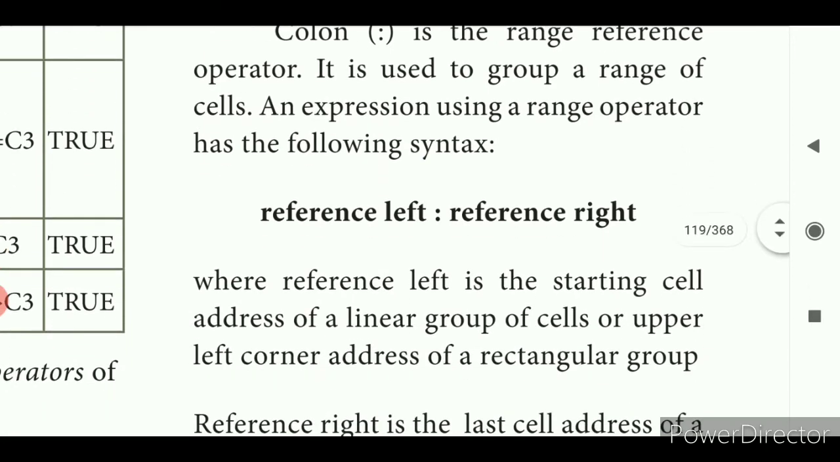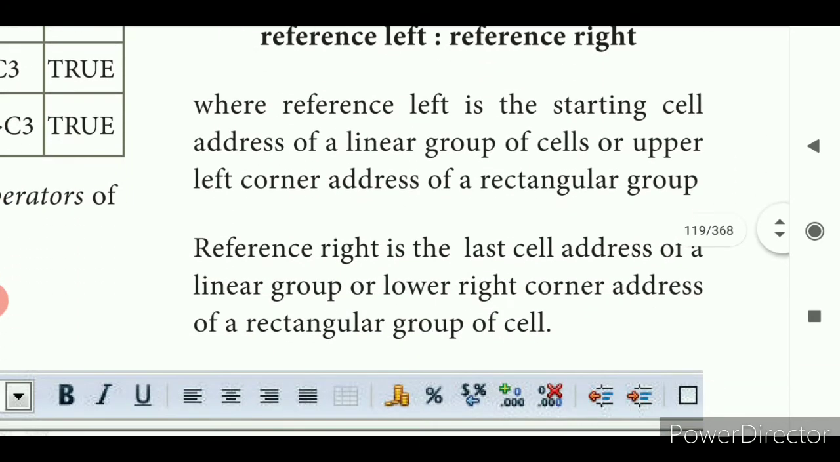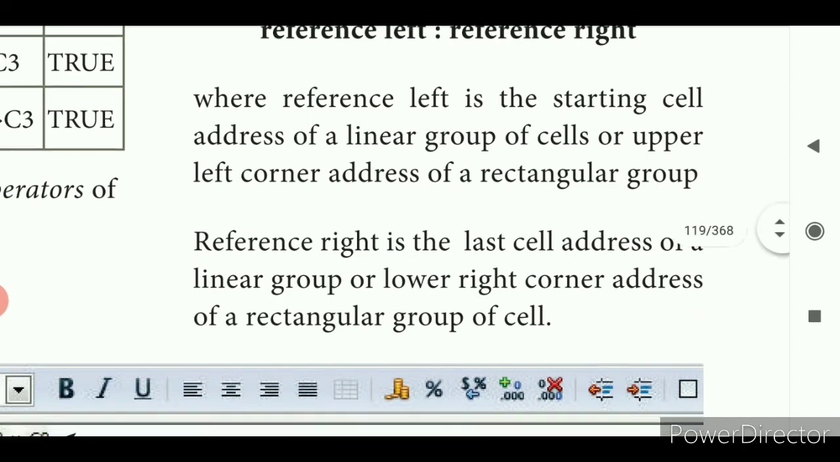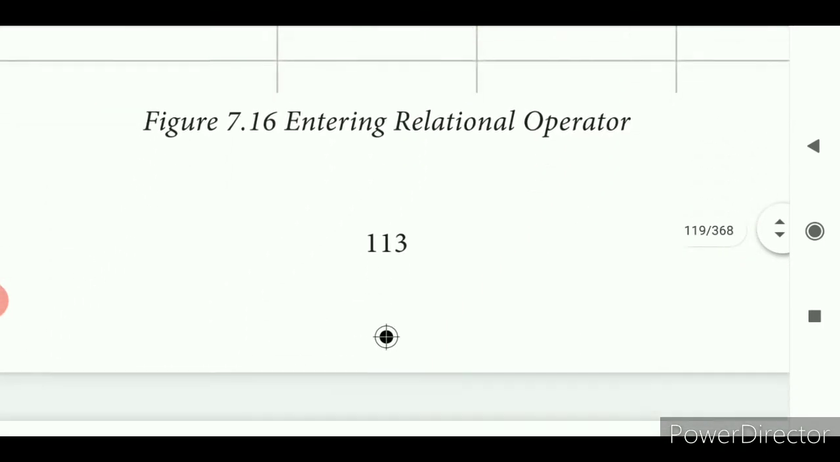Reference left is the starting cell address of the linear group, or the upper left corner address of a rectangular group. The reference right is the last cell address of the linear group. So reference left means the starting cell B3. Remember, the reference right means the last cell address E3. For example, B3 to E3 we are going to add: B3 is the left reference, E3 is the right reference. That's all.